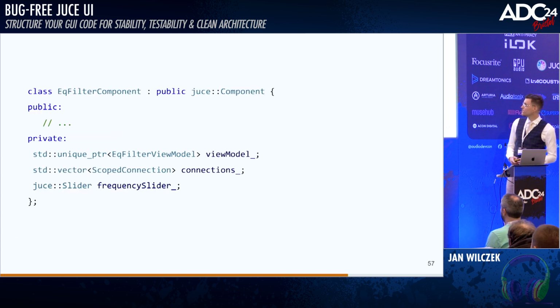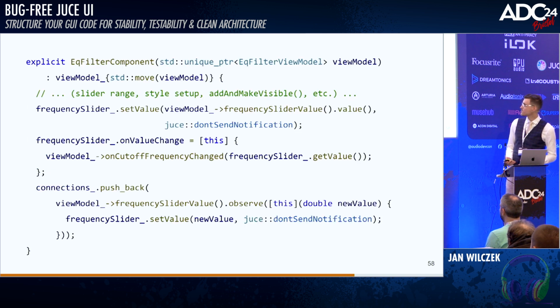So let's take a look at the view. The view holds the pointer to a view model via a unique pointer. It holds the connections, which on destruction automatically unsubscribe from the updates to the observable property. And it holds the widget itself, the frequency slider.